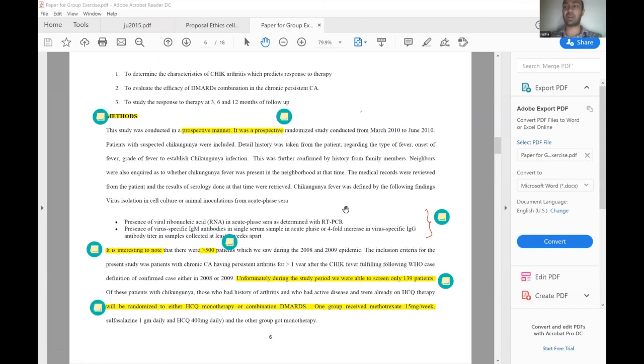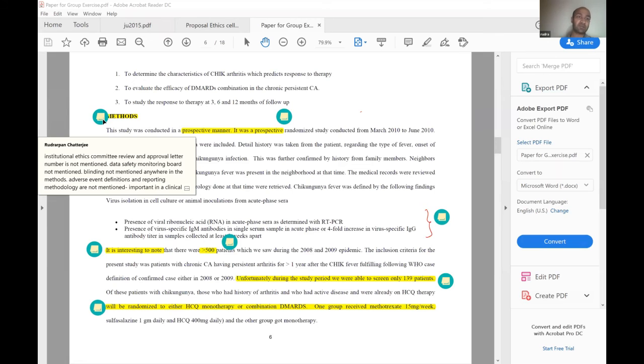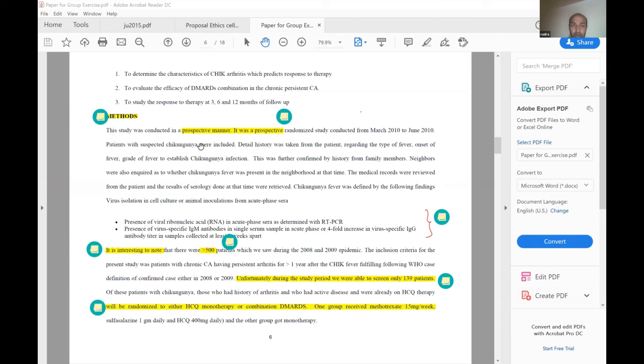Yeah. So right at the onset, since this is a clinical trial, there is no mention at all in this entire method section of an institutional ethics review and the approval letter number, which should be mentioned. Also, being a clinical trial, I feel a data safety monitoring board that must have been constituted should be mentioned in the methods, and whether it was a blinded trial or an open label trial should be very clearly mentioned. So going into the specifics, on the first sentence itself, there's a repetition.